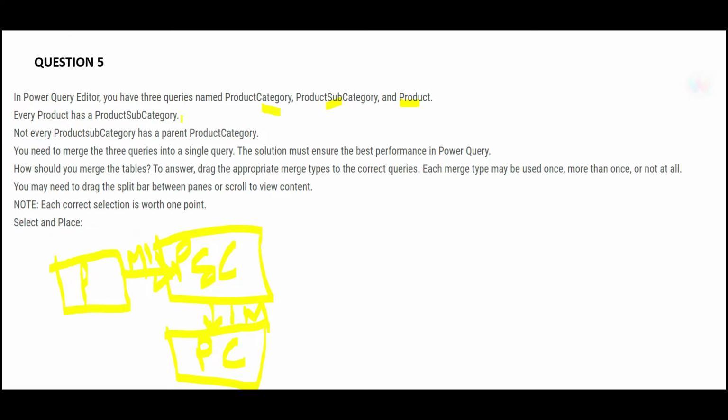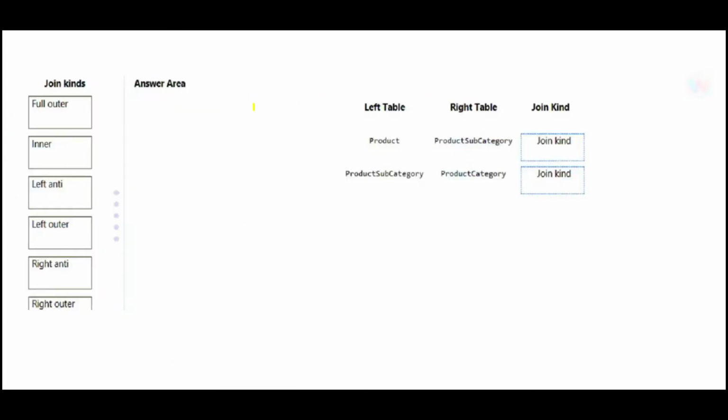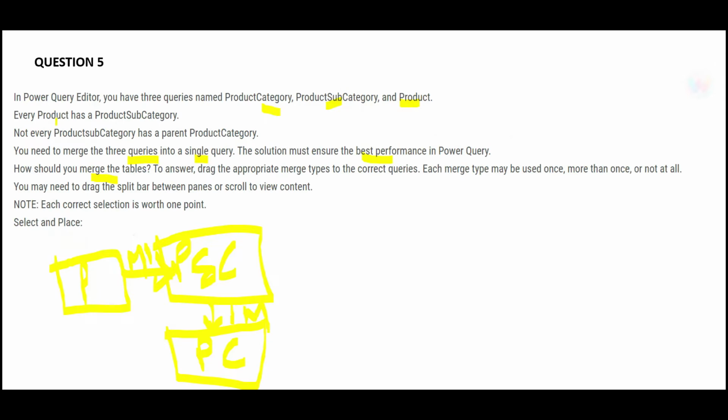Hey, a lot of talking. What is the ask? The ask is to merge the three queries into a single query, and you want the best performance. You got to merge the tables. Merge means join. In terms of SQL, merge equals join. So now this is the option you got to choose. What you got to do is fill these two boxes: product and product subcategory.